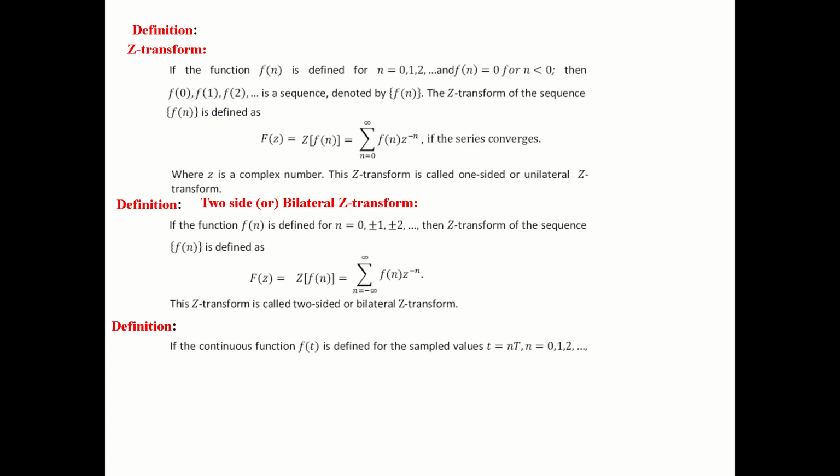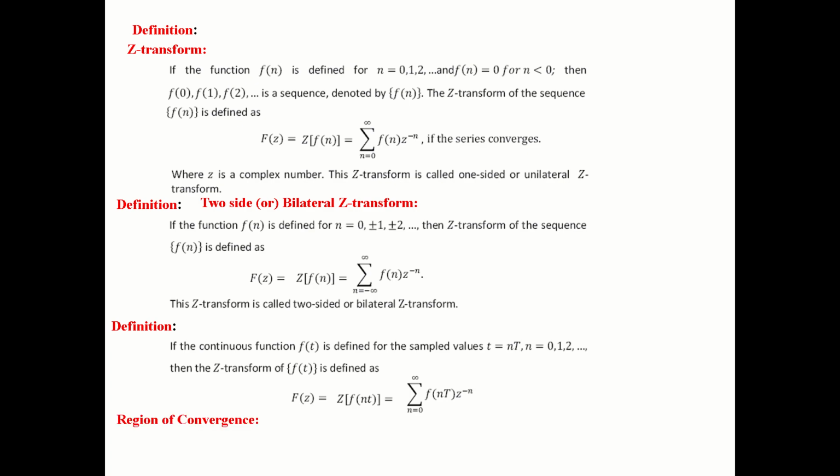If f of t is a continuous function defined for the sampled values t equal to n into capital T, where n takes the value 0, 1, 2, etc., then the Z transformation of f of t is defined as F of z is equal to Z of f of nT, which is equal to summation n equal to 0 to infinity f of nT z power minus n. We are replacing small t by n into capital T.